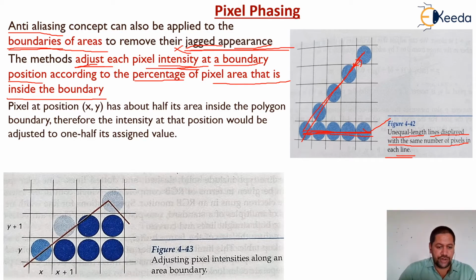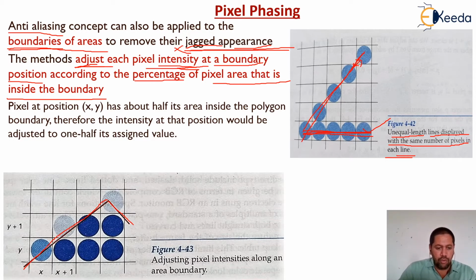You can find in this diagram, suppose I have a polygon, a triangle. And this is my line, my actual line. This is the actual path of the line, and this is my polygon edge, you can consider.